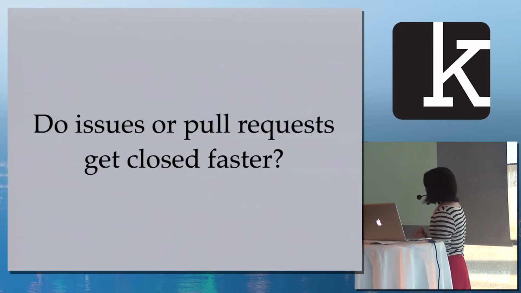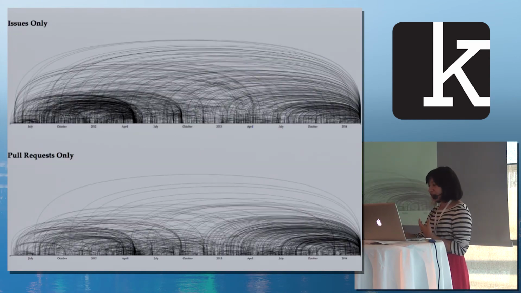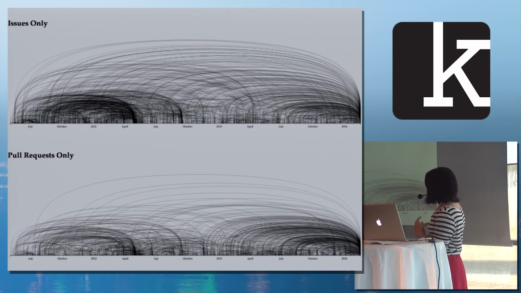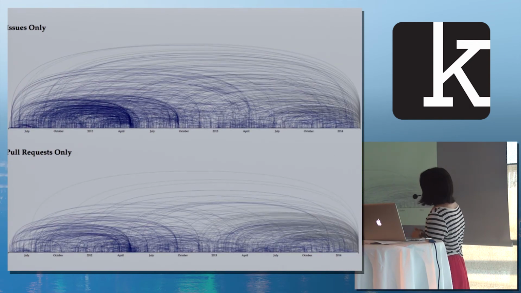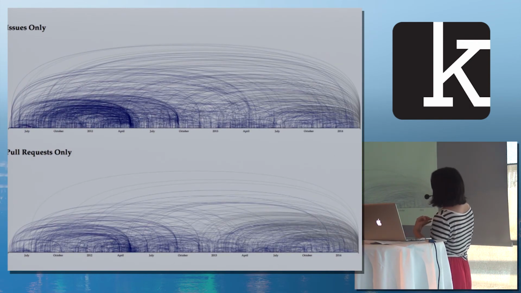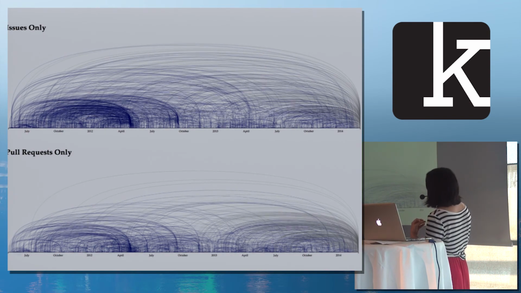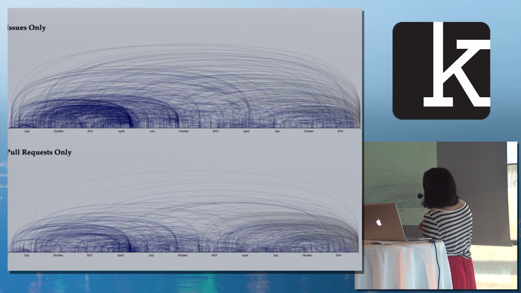Then I asked myself whether issues or pull requests get closed faster, so I split that view into two different views, one with just issues and one with just pull requests. I couldn't really find much except for that same dark spot in May 2012. I tried to split it out in color, so the gray lines represent issues that haven't been closed yet, and the blue lines represent issues that were closed. I couldn't find any interesting data other than there's a lot of issues still open from 2011, whereas with pull requests there's a lot fewer.